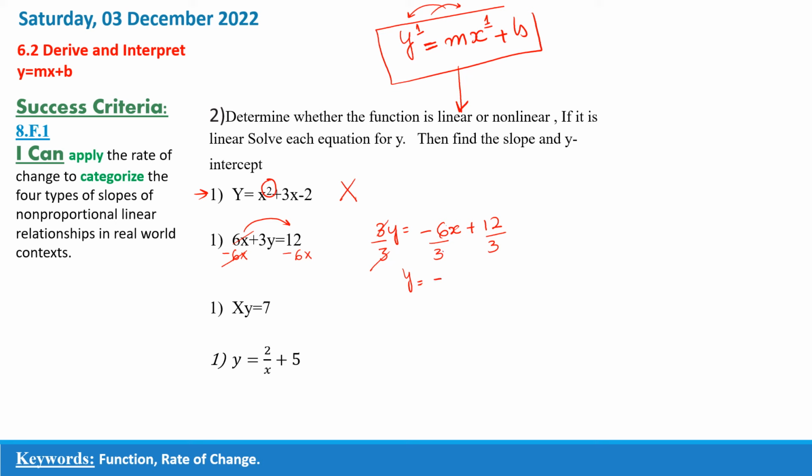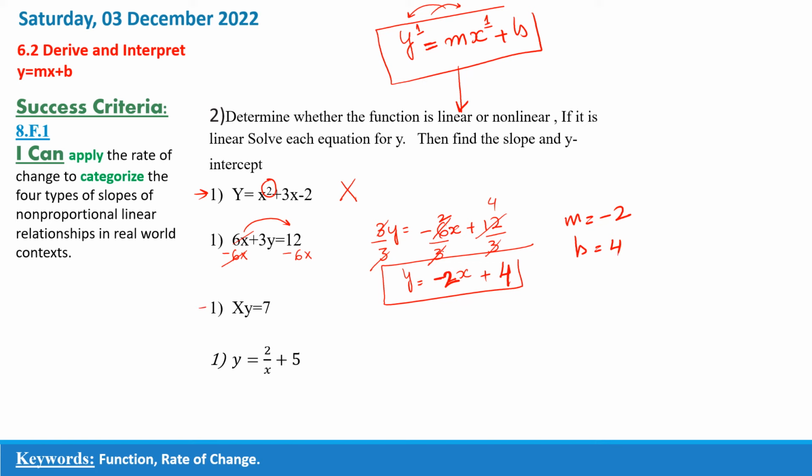So you will get y equals, 3 goes in the table of 3, so negative 2 times, and 3 times 2 gives you 6. So you will get negative 2x plus, 3 times 4 gives you 12, so you will get plus 4. Now this is the linear equation in which the slope is negative 2 and the b, that is the y-intercept, is 4.